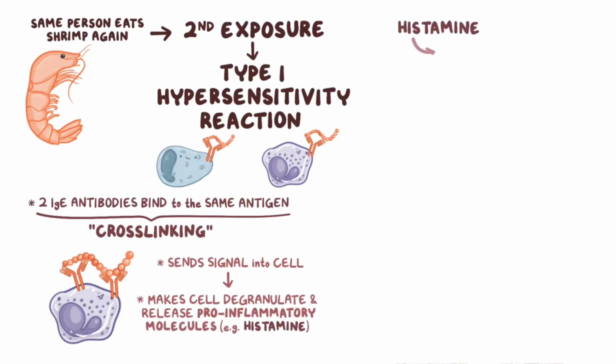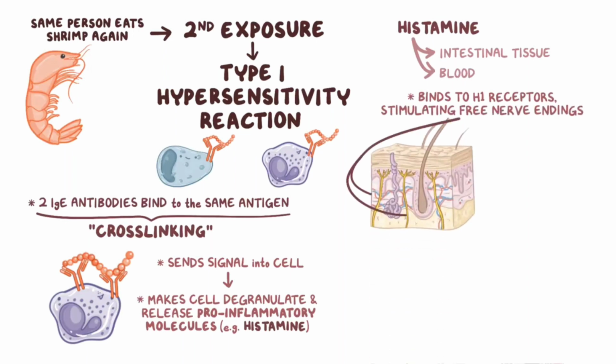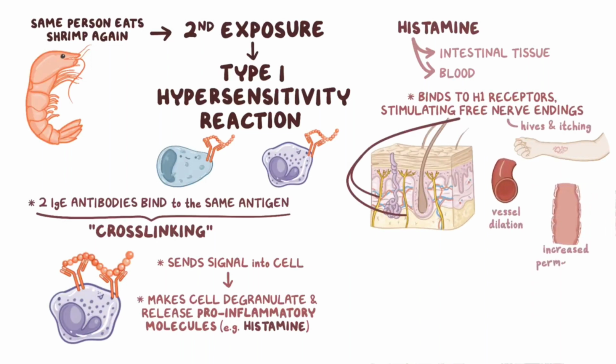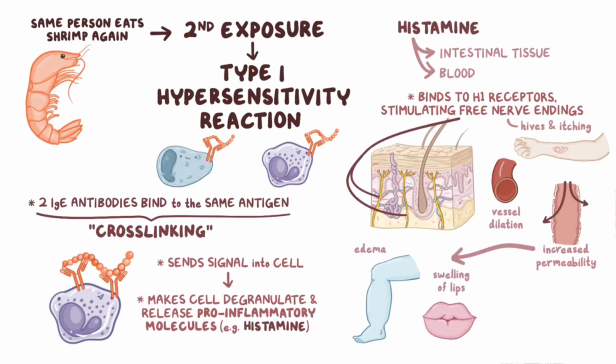This histamine gets into the intestinal tissue as well as into the blood. The histamine often binds to H1 receptors, stimulating free nerve endings near the skin, which causes hives and itching. It also causes blood vessel dilation and increases the permeability of the walls of the blood vessel, which causes fluid to leak out into the space between the cells, which causes edema and swelling of the lips. In a severe case, this can cause so much fluid to leak out of the vessels that it leads to hypotension.